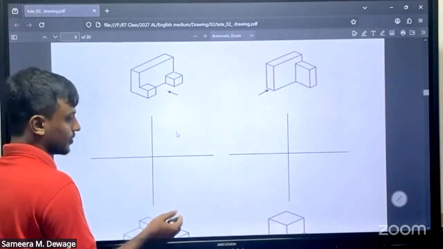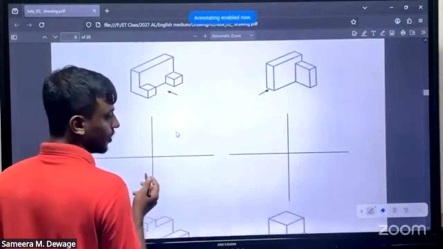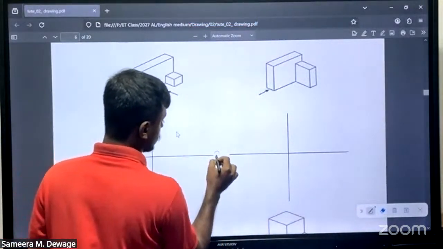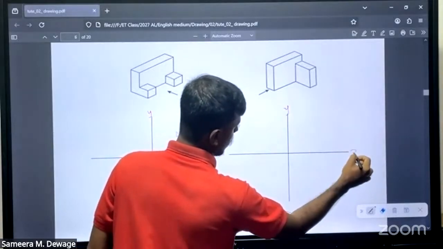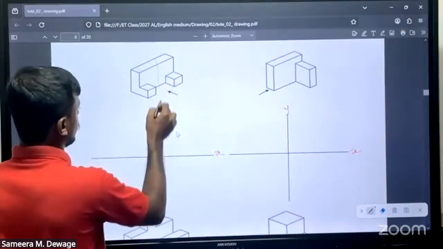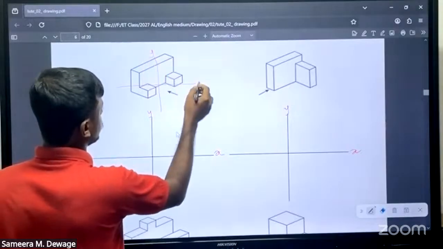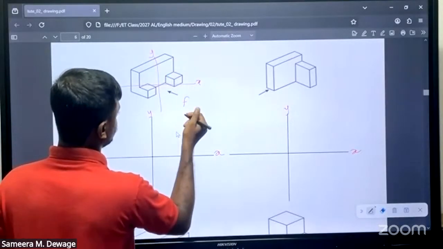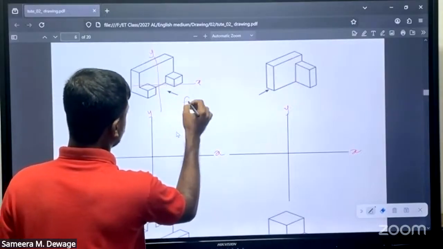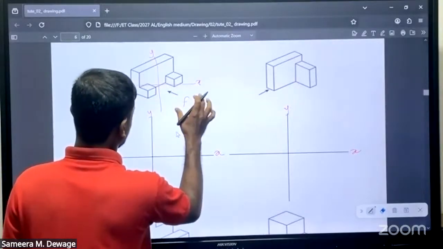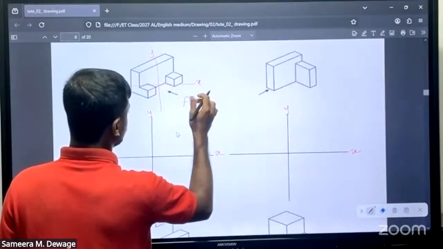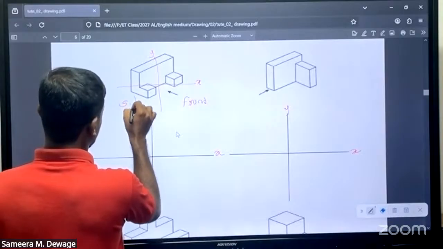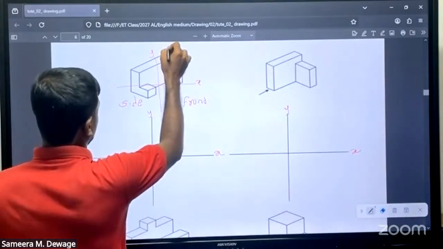So this is your x and y line. Assume this is your y line and x line. Always draw this kind of horizontal and vertical line. If you look at the object from this direction, this is your front and this is your side, and plan.